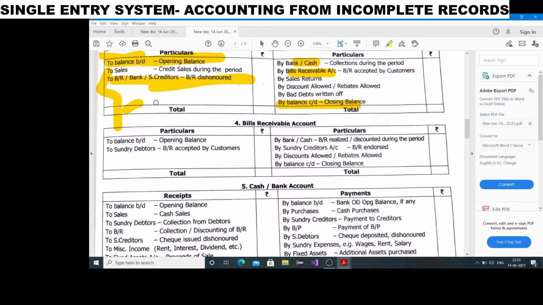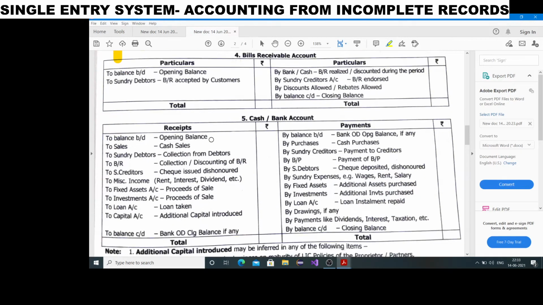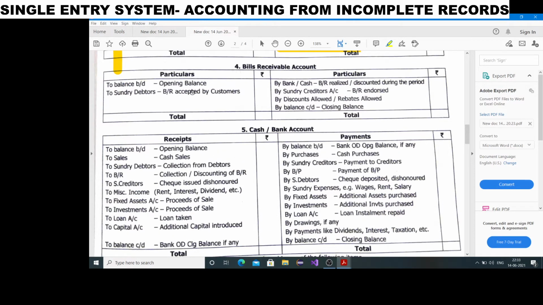Sales is recorded in a trading account, on the credit side, right? Trading account. I am writing trade. All right, it's quite difficult. So yeah, and then next comes the bills receivable account. This is the opening balance, closing balance.